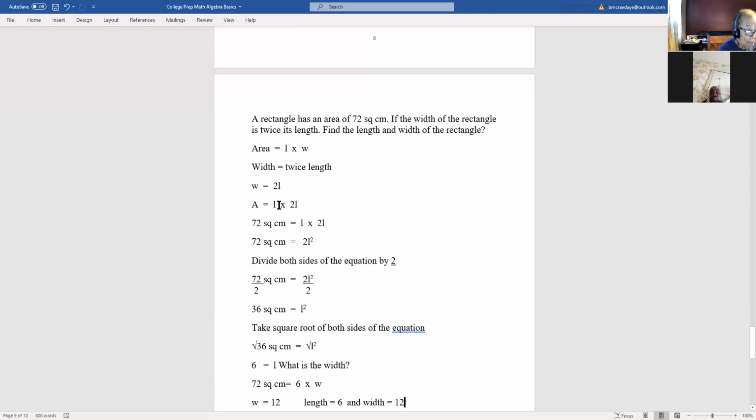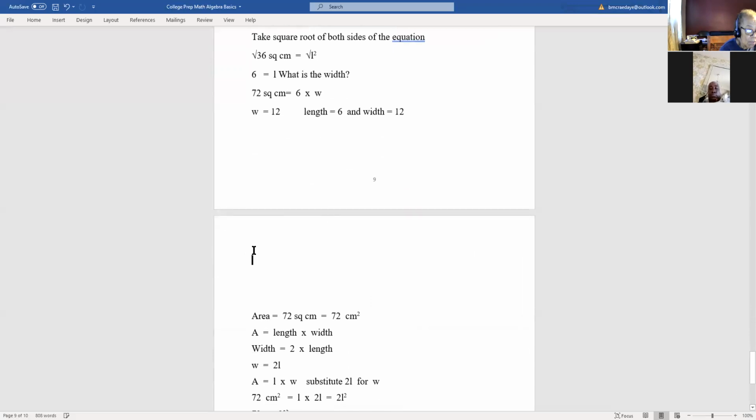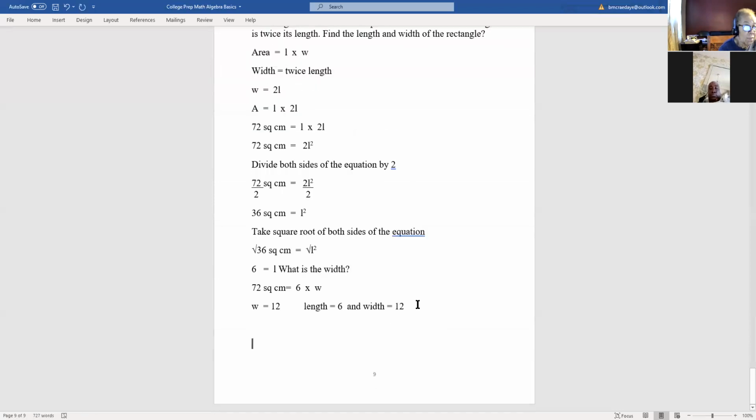L times L is L squared. So 2L times L is 2L squared. Dividing both sides by 2, we get 36. Square root of both sides, we get L equals 6. So the only number multiplied by 6 to give you 72 is 12. Questions? Okay, so that takes care of that one.